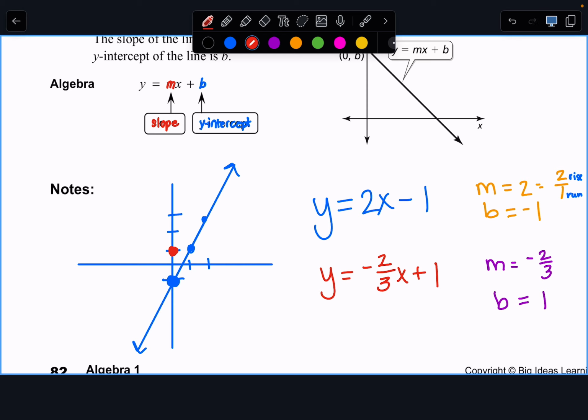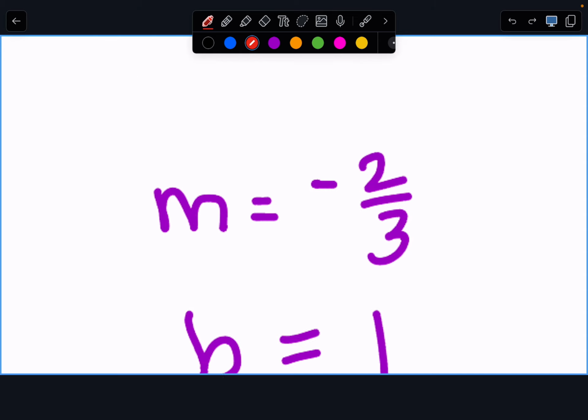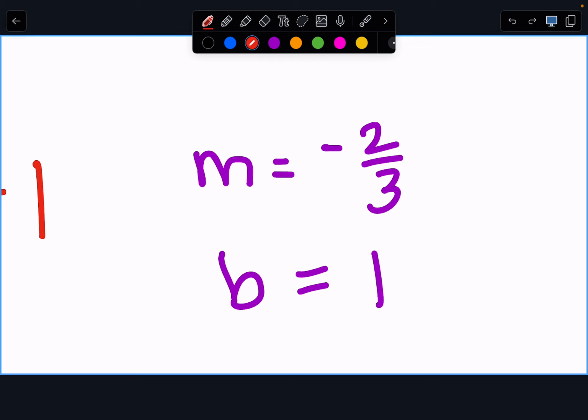And then what do we do? We go up by negative 1. So there's no negative 1 here. Okay. Our slope is negative 2 over 3. Emily said up 2. Oh, wait. No, down 2. Why did she change it to down 2? Because it's a negative.